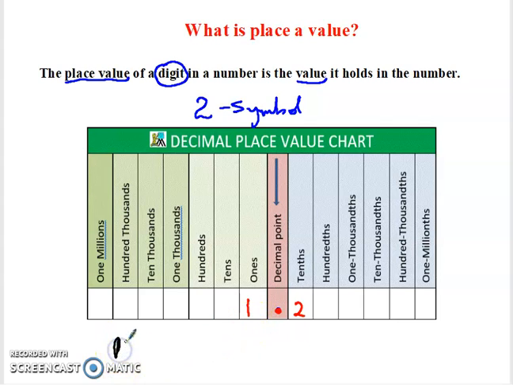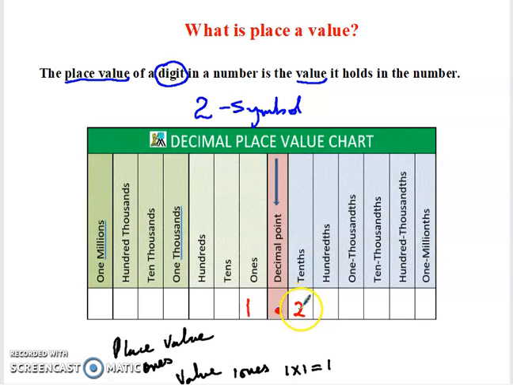So the place value of the 1 would be 1s, and the value of this 1 right here would be 1 1s, or 1 times 1, which is equal to 1. So the value is actually the number itself when you multiply it by the place value, right?